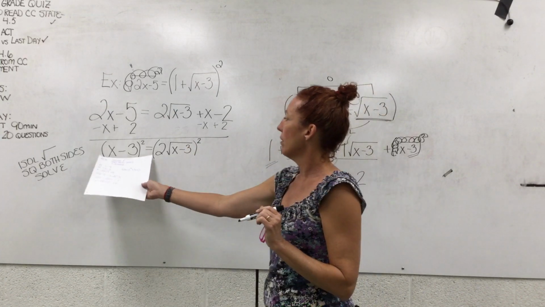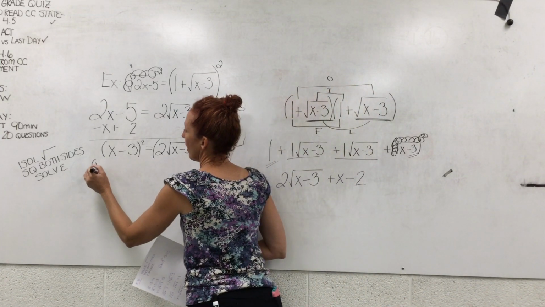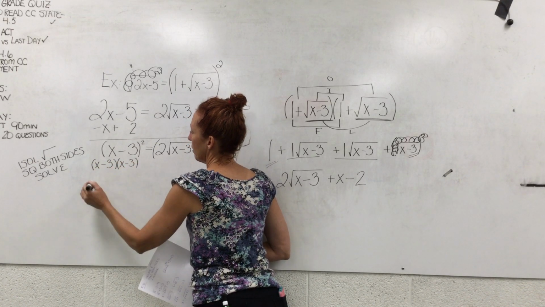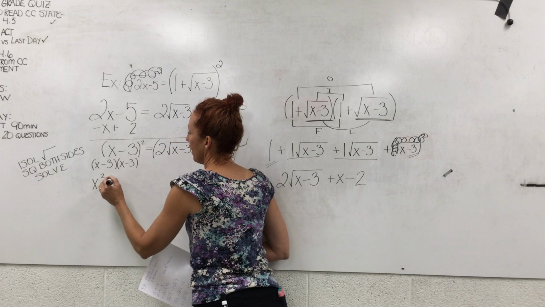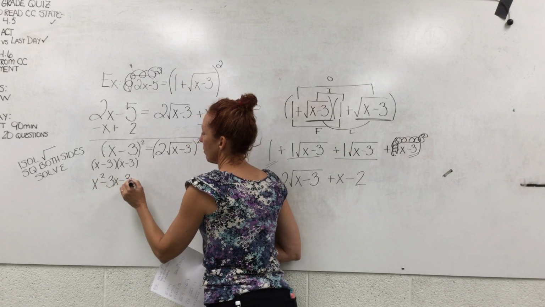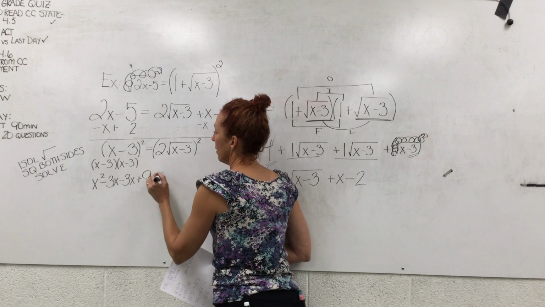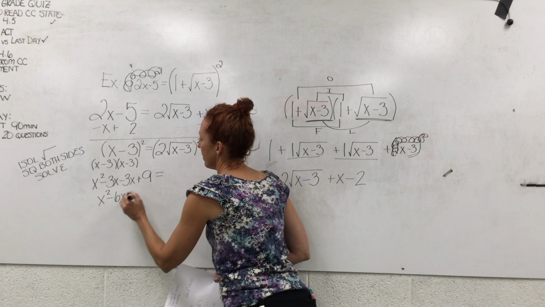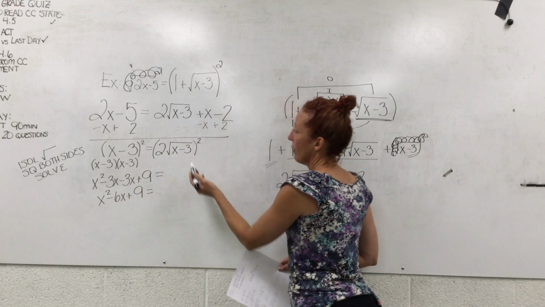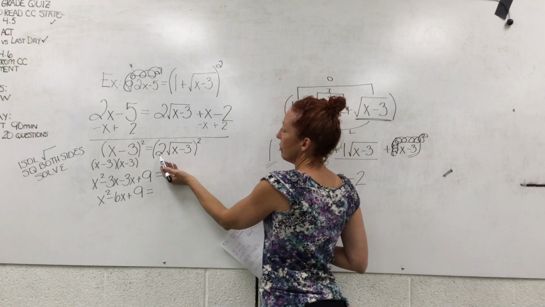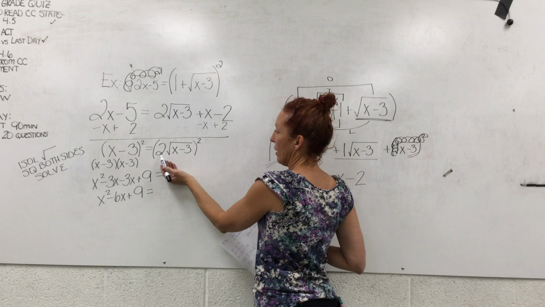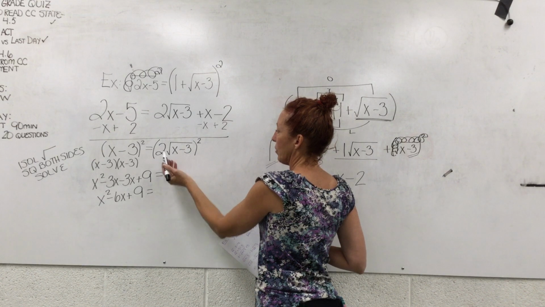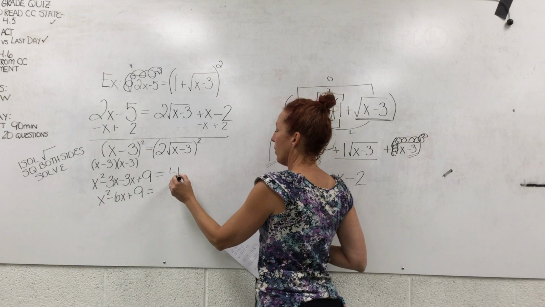All right, so here you need to FOIL. So you have x minus 3 times x minus 3. So you have x squared minus 3x minus 3x plus 9, or x squared minus 6x plus 9. On the right-hand side, you do just square that 2 on the outside. So I just wrapped that all up and squared it. You do need to square that 2. 2 times 2 is 4.